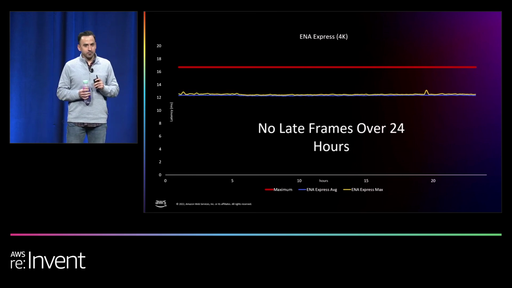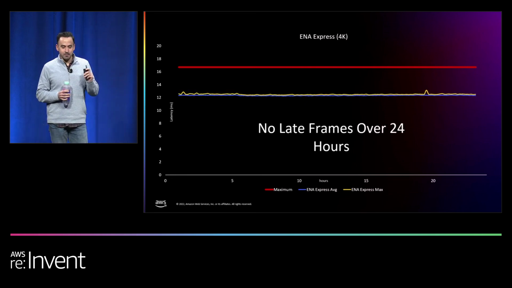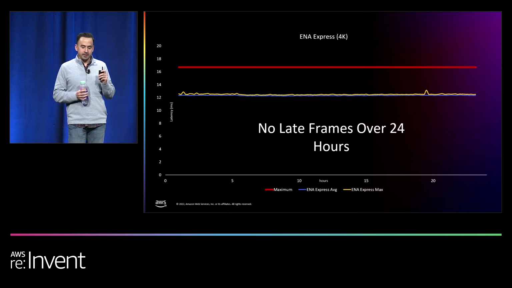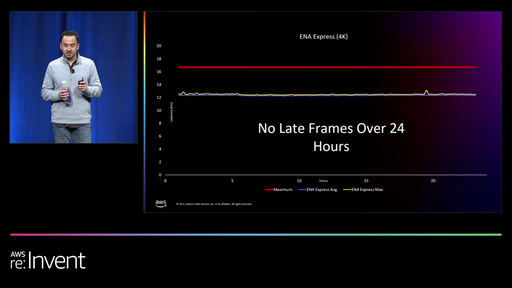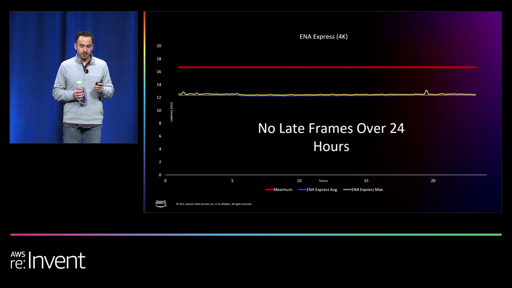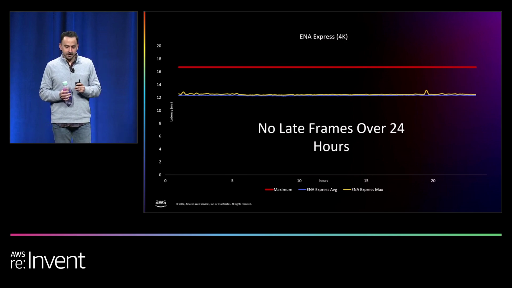But where the real important part comes in is the maximum latency. As you can see here, we have a step change up overall, but all frames are delivered on time and in full over 24 hours. That's over 86,000 frames and 1 million gigabits of data. This will change the way media encoding works in the future.